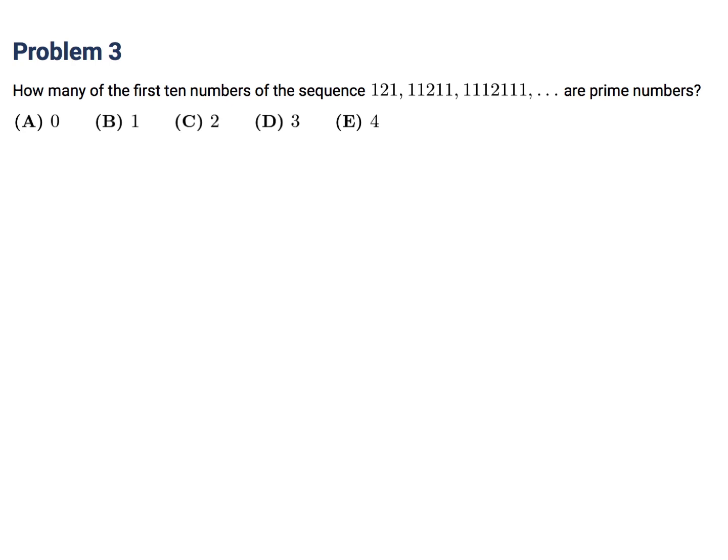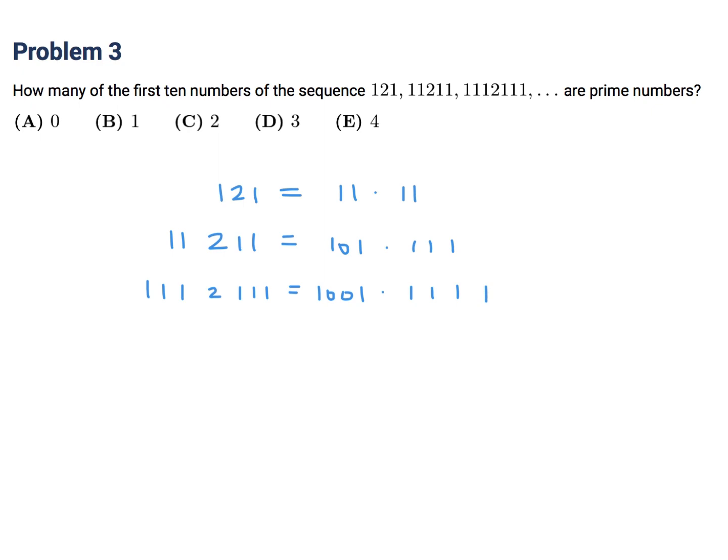How many of the first 10 numbers of the sequence 1, 2, 1, 1, 1, 2, 1, 1, 1, 1, 1, 2, 1, 1, 1 are prime numbers? All right. So a little bit of factoring here. 121, most of you know, is 11 times 11. That one is a bit obvious. But the other ones are not obvious, right? That one is probably going to take a little bit of figuring out. But this one is 101 times 111. And the next one, 11211, is 1001 times 1111.